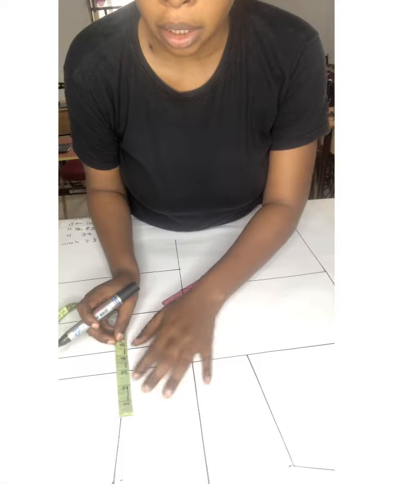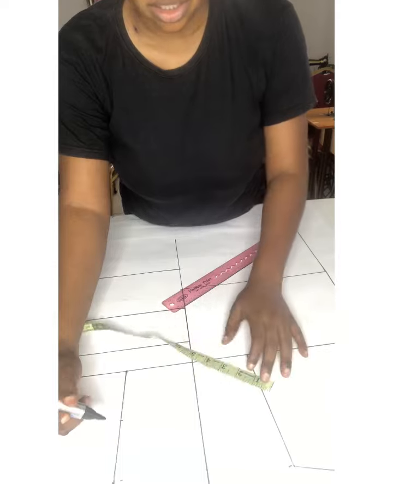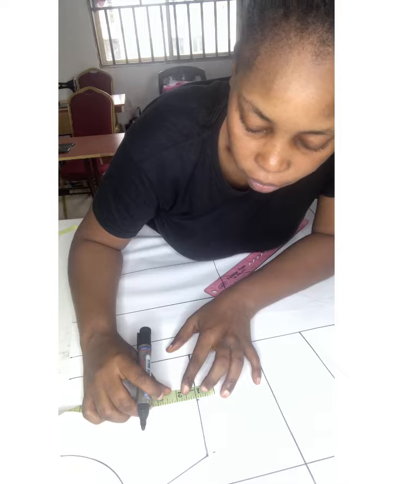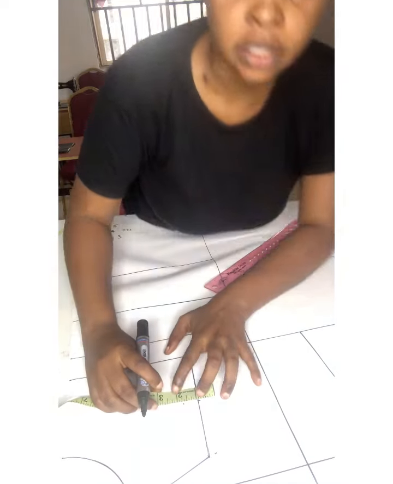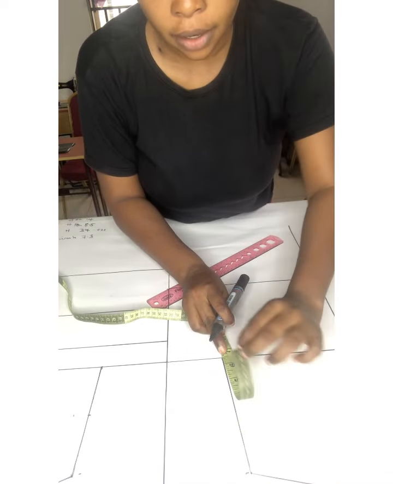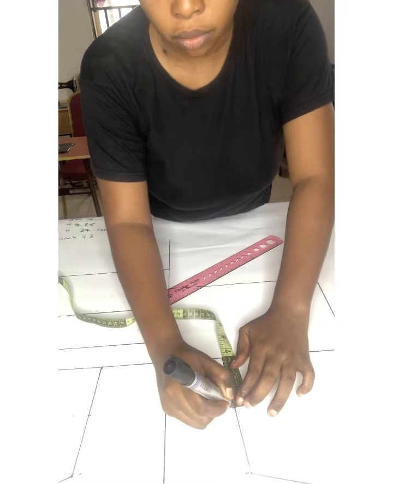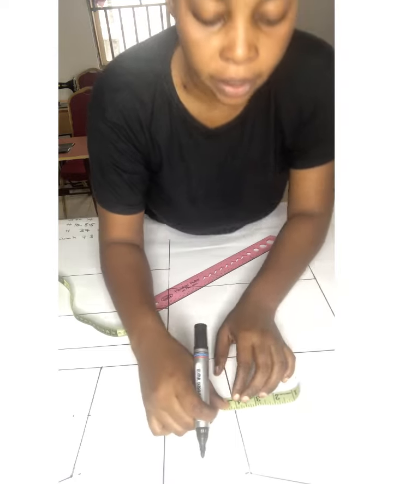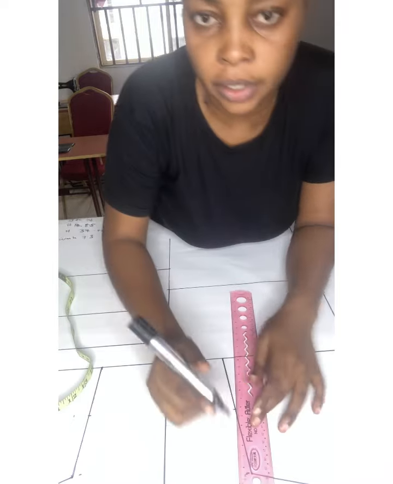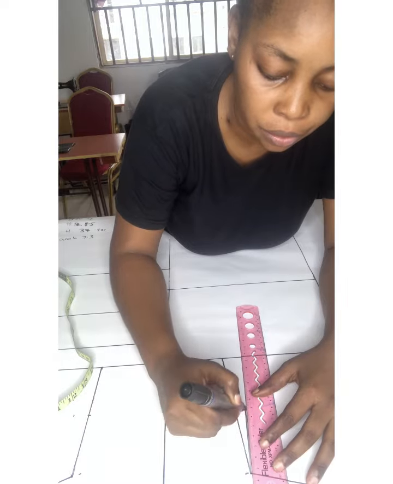So with this being done, I'll be coming up. For the front, I'll be coming up by 3 inches, and from that 3 inches, I'll be going in by 0.75. This is for the front. For the back, I will just divide whatever I have here by 2, and from there, I'll go in by 0.5. And I'll connect the lines up to a shoulder slope with a straight rule.